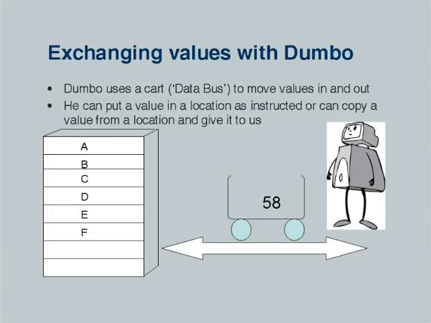So Dumbo can put a value in a location as instructed, or it can copy a value from a location and give it back to us. Is this clear? That's how Dumbo exchanges values. But Dumbo does anything only if instructed.